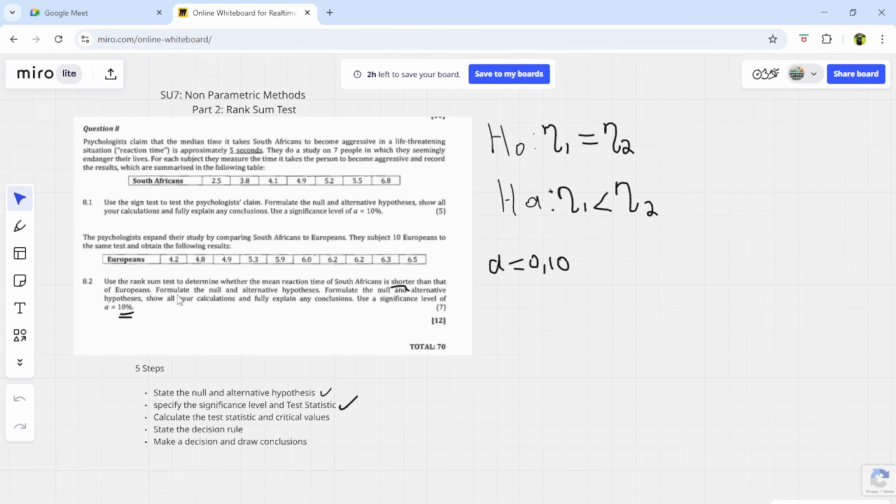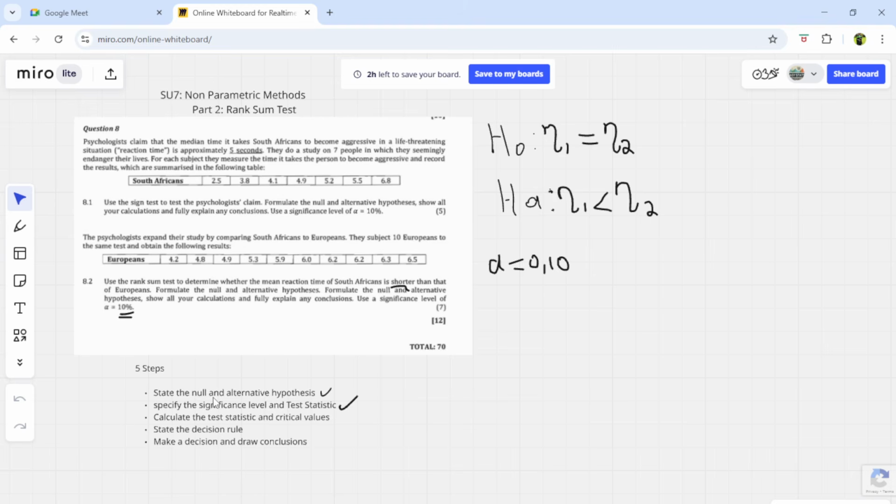So they say formulate the null and alternative hypothesis. They repeated the word. You see there's a mistake in this question. Show all your calculations and fully explain any conclusions. Use the significance level of alpha equal 10%. So we're using alpha equal 10%.